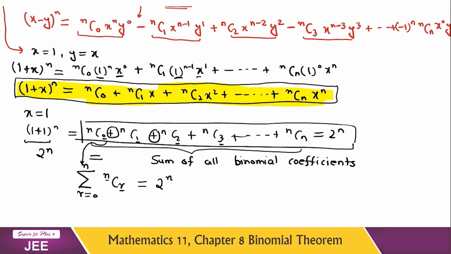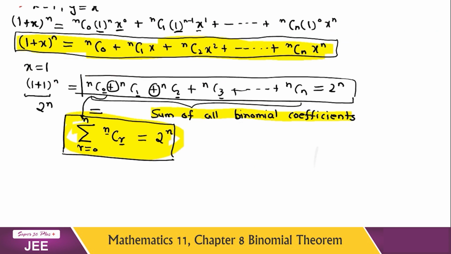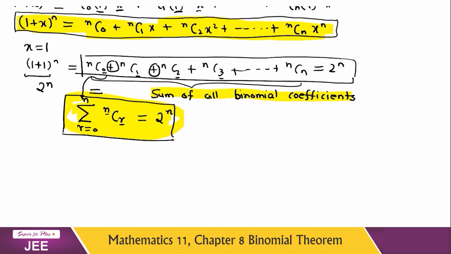So students, you are supposed to memorize this result which we have derived from the expansion of (1 + x)^n. That is, sigma nCr, where r is lying from 0 to n, is equal to 2^n, and it is the sum of all the binomial coefficients. Alright, I hope everyone is understanding.